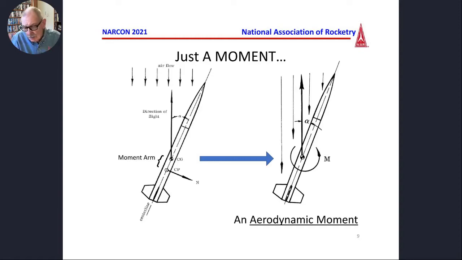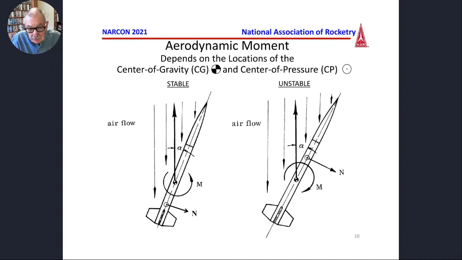So it's important to understand what that angle of attack is, what the shape of the rocket is, and how that moment will affect the rocket and its stability. So the aerodynamic moment will be determined very much by the relative position of the center of gravity and the center of pressure. That's why we are so concerned about both of those when we're dealing with rocket stability. And for a stable rocket, as everybody has learned since they started building them, you want the center of pressure behind the center of gravity, that is further away from the nose and closer to the tail.